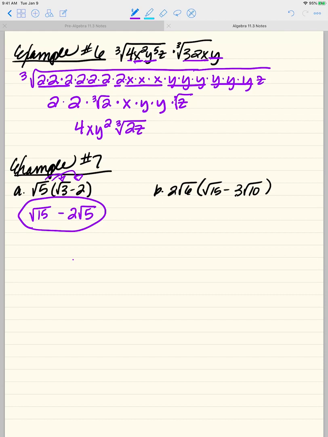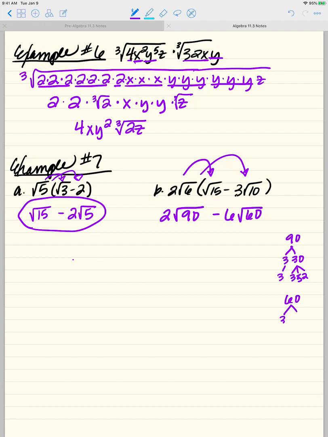All right, and the last one here, we're going to do the distributive property again. So we're going to get 2 times the square root of 6 times 15 is 90, minus 6 times square root of 60. 90 is going to give us 3 and 30. We're going to go 3 and 3 times 10, which is 3 times 2 times 5. I don't know why I wrote it like that, but there we go. And then 60, we're going to go 3 and 20. So 20 is 4 times 5, so that's 2 times 2 times 5.